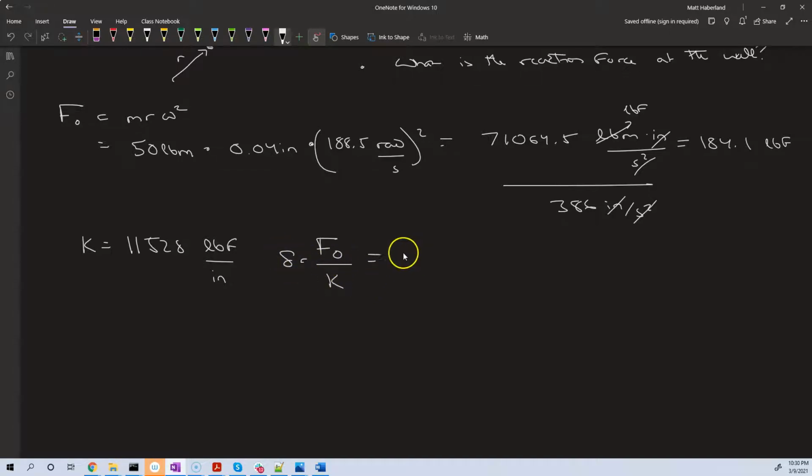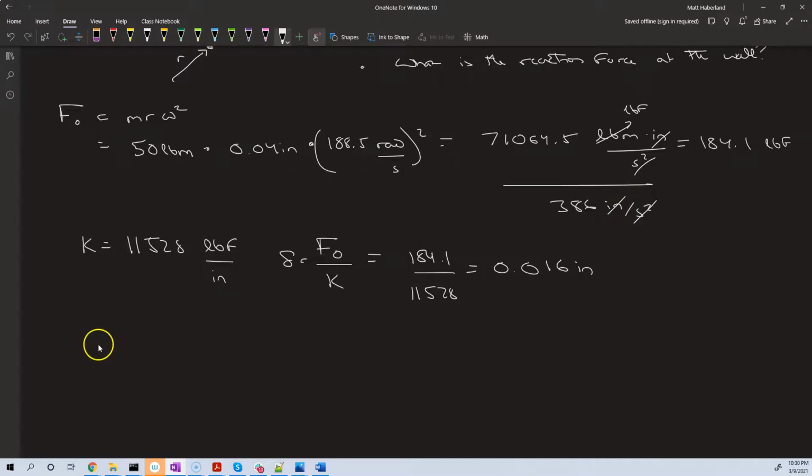F naught over K, and it would only deflect 0.016 inches. And we think, oh, well, that's not too much. But what about when it's dynamic? Well, then you need to multiply by this amplitude ratio.